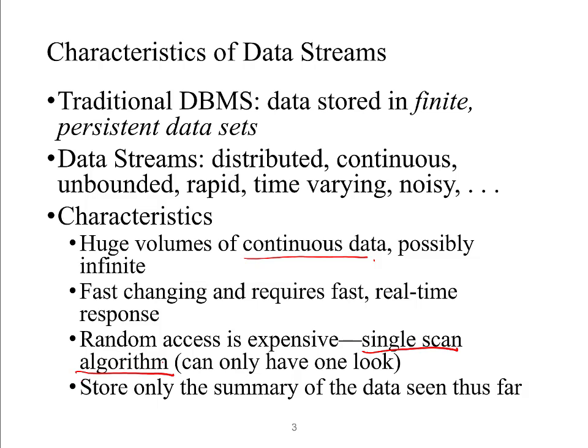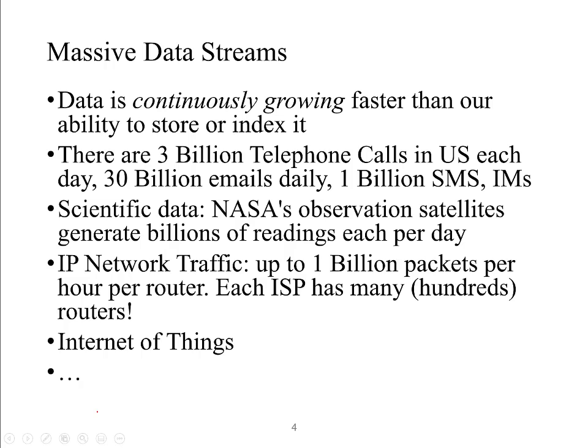And we store only the summary of the data seen thus far. This store usually means store in the memory. The memory space is limited. That's why we can only store a part of data. But rather than a part of data, we store the summary of the data seen thus far, which should be more informative. So these are the characteristics of data streams.